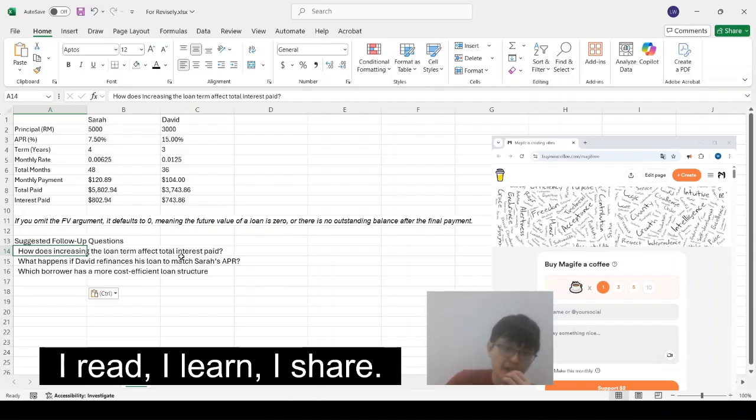So how does increasing the loan term affect the total interest paid? So it affects a lot. You can clearly see from this example. It's because the principal loan by Sarah is almost double David's, but the APR, the rate by David's borrowing, is double when compared to Sarah.